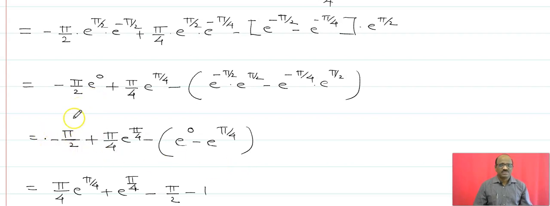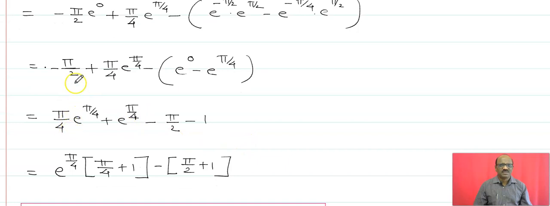Now what is the value? It is minus pi by 2. The value of e raised to 0 is 1. Therefore here is the minus pi by 2, pi by 4 e raised to pi by 4 minus e raised to 0, e raised to again minus pi by 4 plus pi by 2. It will become e raised to pi by 4, and therefore you will get that is the minus pi by 2. What about the value of e raised to 0? E raised to 0 is 1.